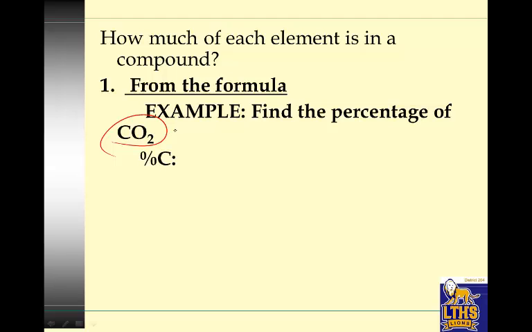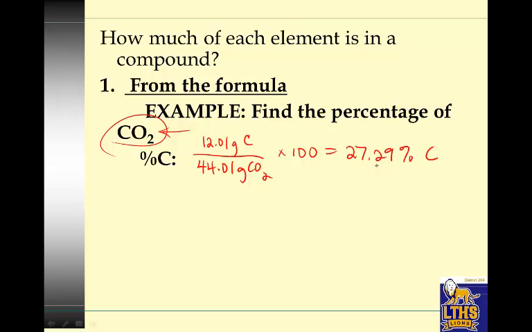So percent of carbon. Well, I don't have any numbers here, but guess what I can do? I can go to the periodic table and get the numbers. So there's 12.01 grams of carbon for every 44.01 grams of carbon dioxide. And then if I multiply that by 100, I'll figure out what percent is carbon. It's 27.29%. So you can go get it from the periodic table. So carbon dioxide has 27.29% carbon.